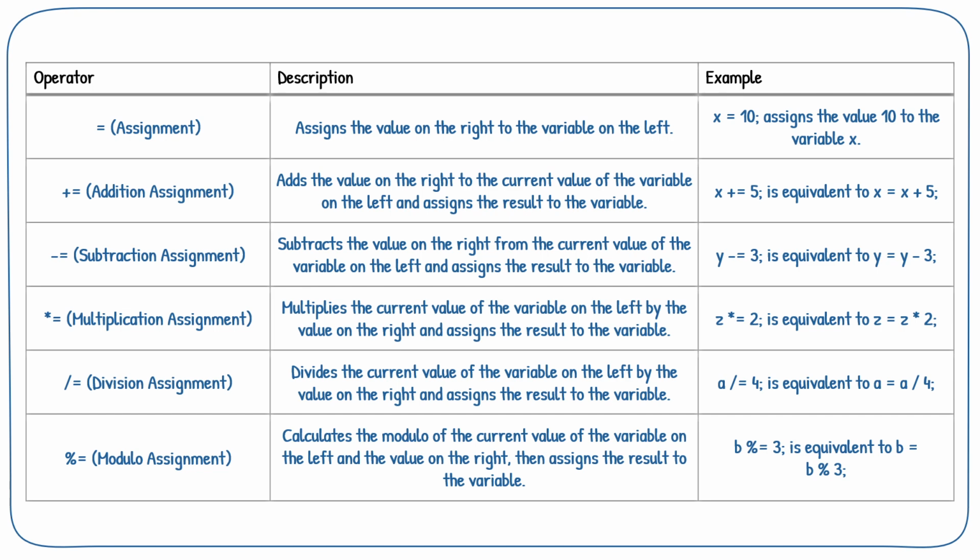Subtraction assignment operator, which subtracts the right operand from the left operand and assigns the result into the left operand. Multiplication assignment operator, which multiplies the right operand to the left operand and stores the result in the left operand. Division assignment operator, which divides the left operand by the right operand and stores the result in the left operand. Next is the modulus assignment operator, which divides the left operand with the right operand and stores the remainder in the left operand. Next is the exponential assignment operator, which performs the power value and stores the result in the left operand. And the last one is the floor division assignment operator, which performs the floor division and then stores the result in the left operand.